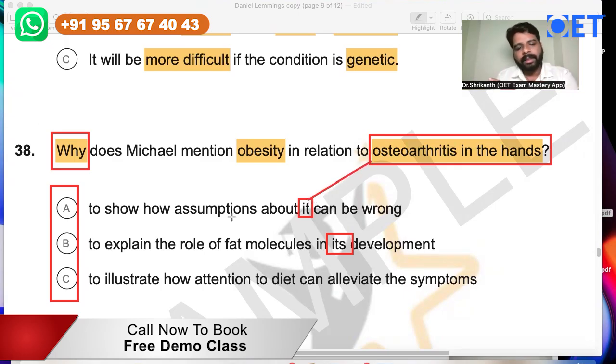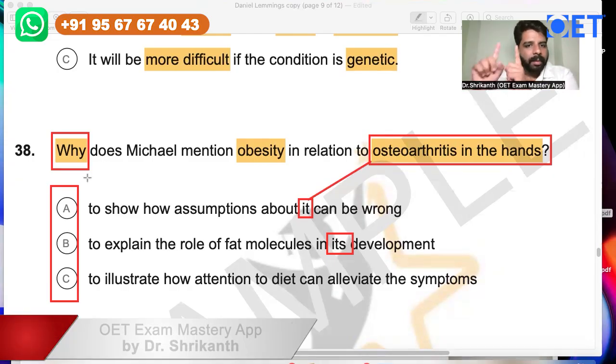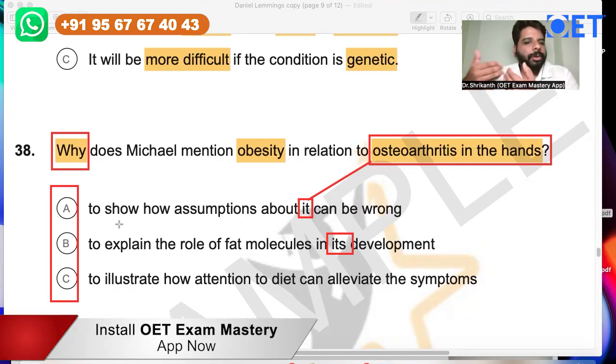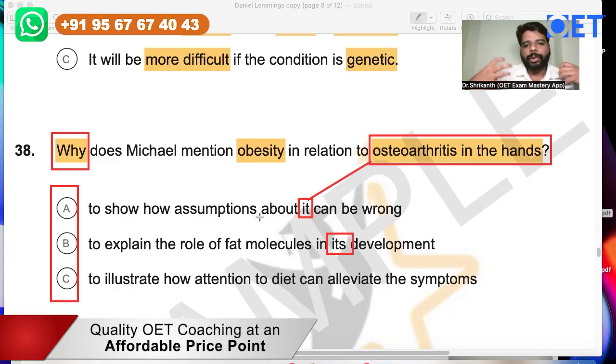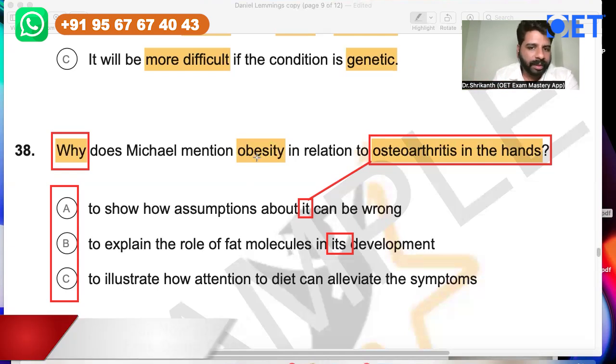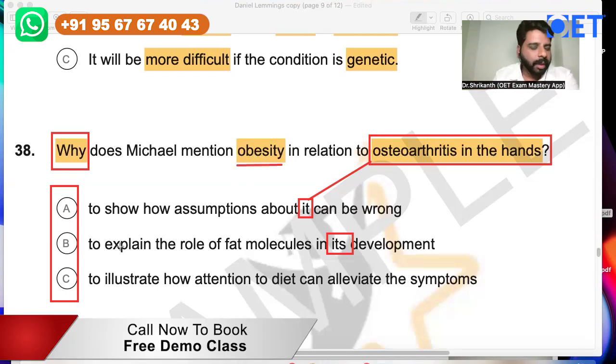Now you read the entire sentence like this. Michael is mentioning obesity in relation to osteoarthritis in the hands because he wants to show, because means reason, how assumptions about osteoarthritis in the hands can be wrong. So there are some guesses, some belief system about osteoarthritis, and he wants to show us that they are wrong. They are not correct. To prove these assumptions are wrong, he is talking about obesity.